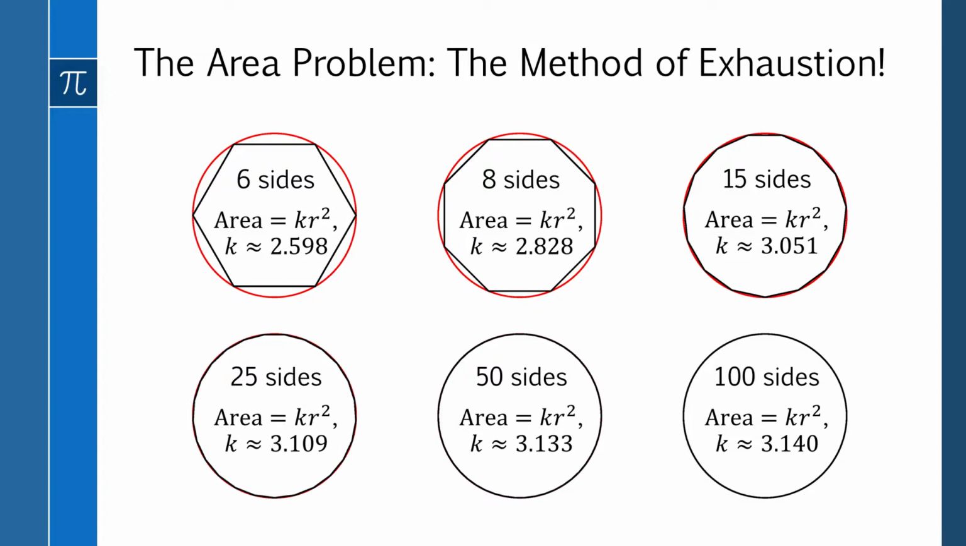In all the cases, the area is going to be proportional to r squared. It's going to be some number times r squared, okay? No matter how many sides the polygon has. And that suggests that the area of the circle should also be proportional to r squared, okay?